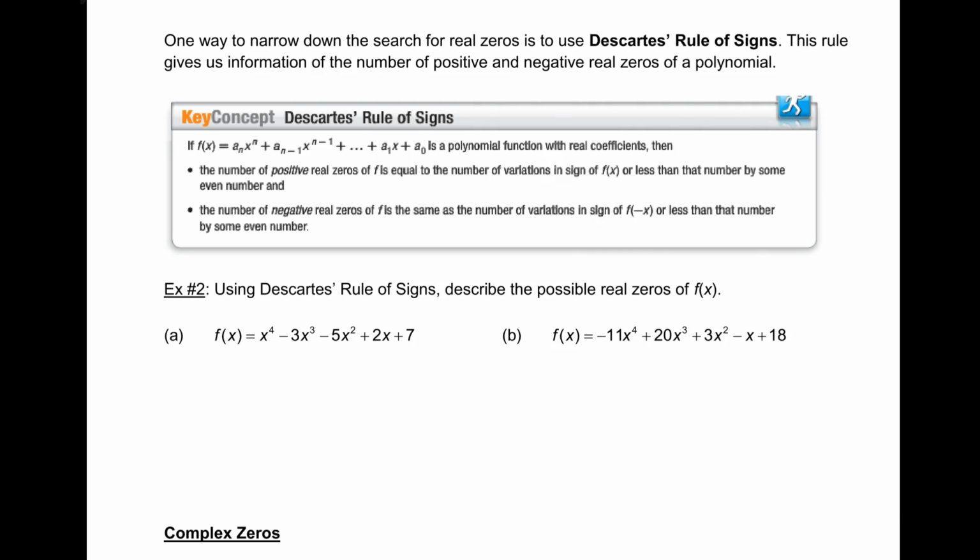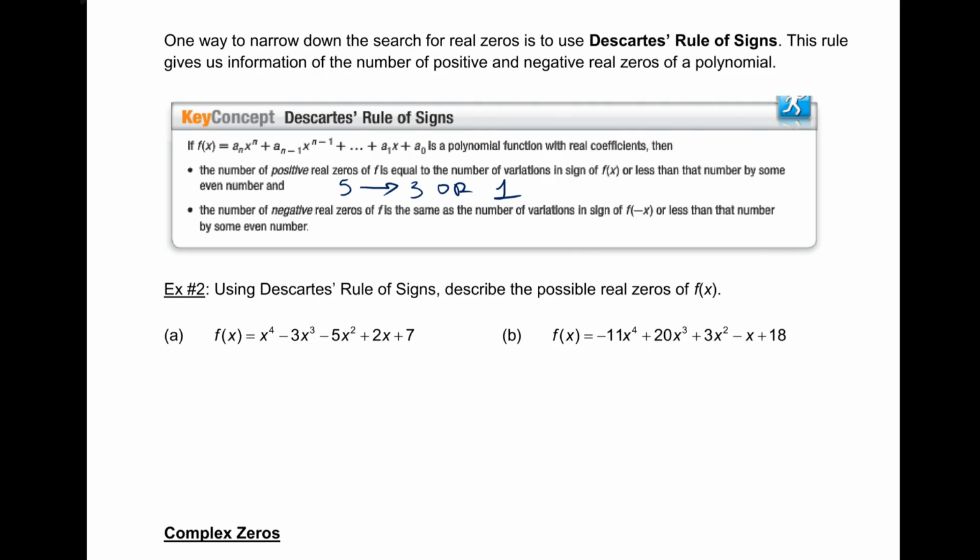So how this works is the number of positive zeros is equal to the number of variations in sign of f of x, or it's less than that number by some even number. Let's say the example was there's 5 variations in sign, so that can mean I have 5 real zeros, or 3, or 1. Because I'm just subtracting by an even number, aka 2, until I get to 1.